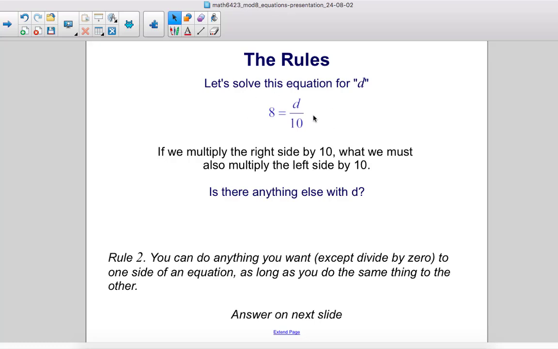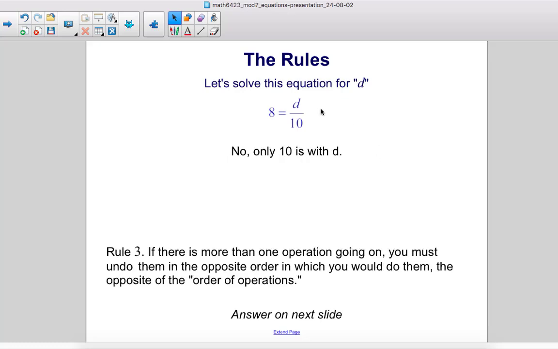Is there anything else with D? Remember, you can do anything you want except divide by 0 to one side of an equation as long as you do the same thing to the other side. The answer is no. Right now, only the 10 is with D. Don't forget, if there's more than one operation going on, you must undo them in the opposite order in which you would do them, the opposite of the order of operations.